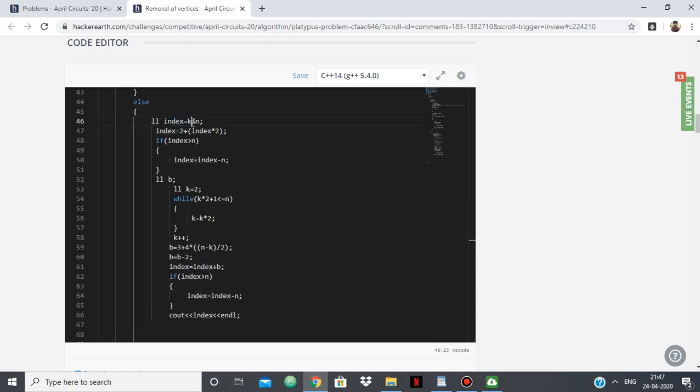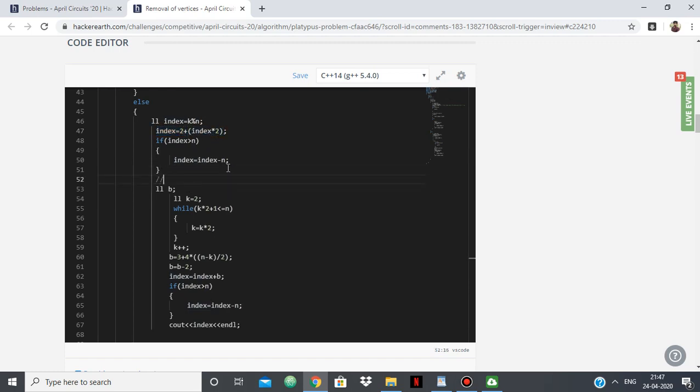Index is equal to k modulo n to find out the rotations, and index is equal to 2 plus index into 2. So now again the same thing. Index is the vertex where the explosion starts from. Then I found the greatest power of 2 which is divisible by it, and then I add 1 to it, and then 3 plus its position from the power of 2 plus 1, and minus k by 2, then this is the difference, and add the difference to 2.